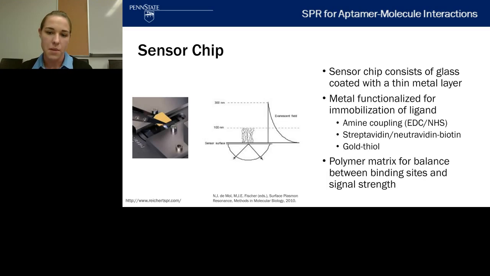So we can look at the balance between binding sites and signal strength in the image in the center of this slide. We can see that as the evanescent wave moves from the interface, it decays. So at 300 nanometers, there's a very low signal strength, whereas at the interface there's a much higher signal strength. So binding interactions that occur further from the surface actually will have less of a signal that's being detected than those that are near the interface. So this binding balance between the binding sites and signal strength is usually around 100 nanometers, which is the polymer length from the surface generally.